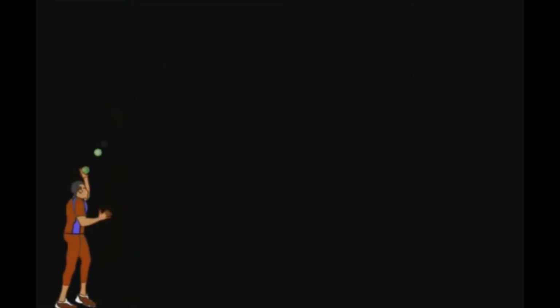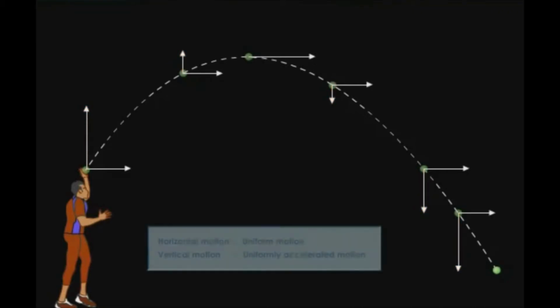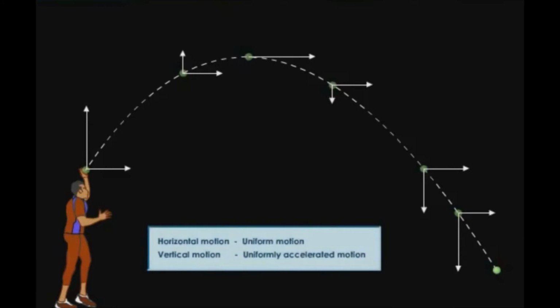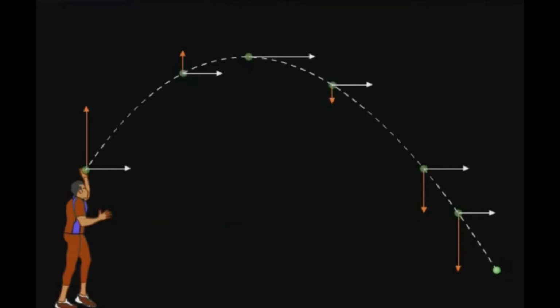The velocity of the projectile varies from point to point. At each point, the velocity has components in the horizontal and vertical directions. The vertical component of velocity continuously changes due to the force of gravity. Thus, the horizontal motion is a uniform motion and the vertical motion is a uniformly accelerated motion. The magnitude of the vertical component is different at different points and is directed vertically downwards.